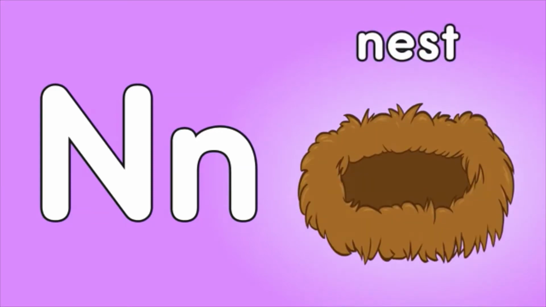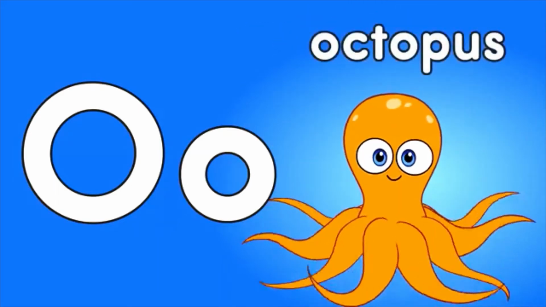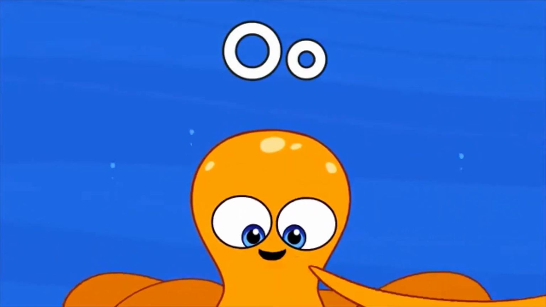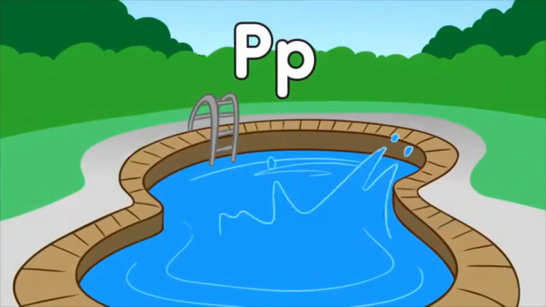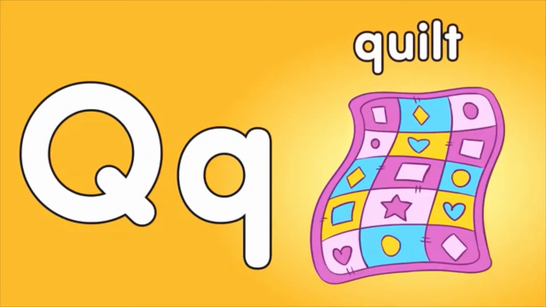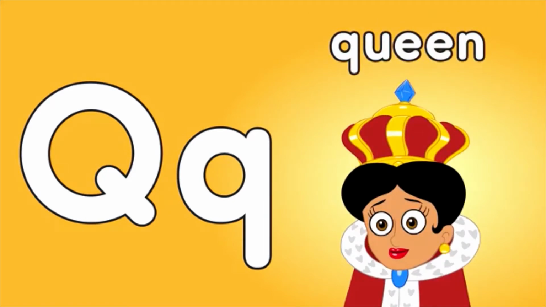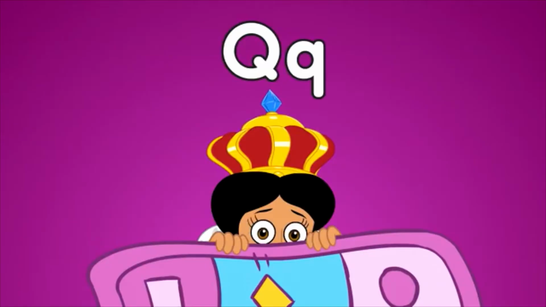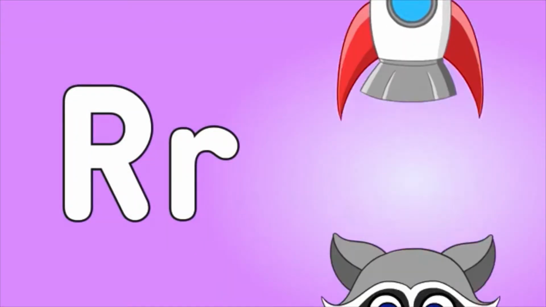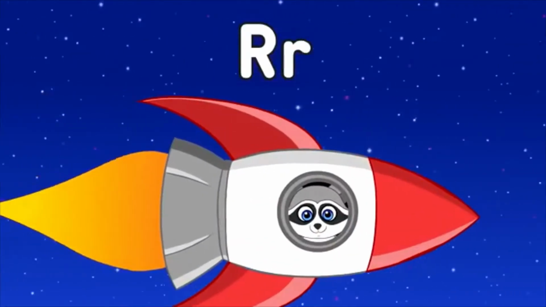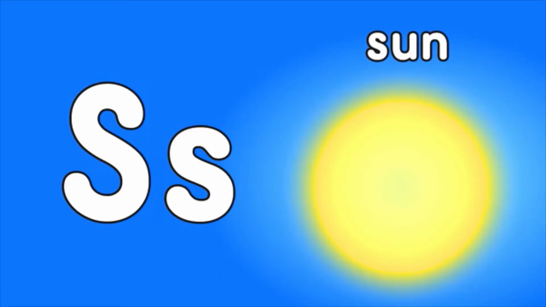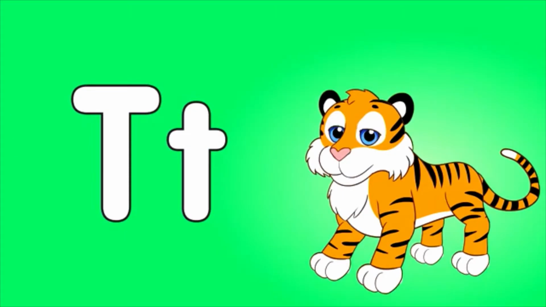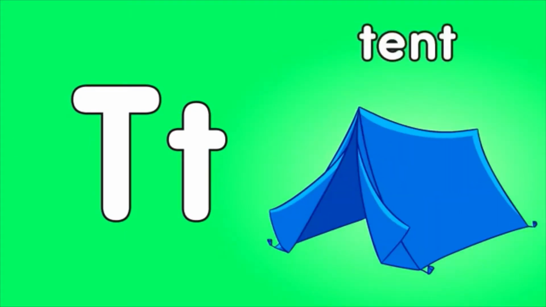N nut, m m nut. N nest, mm mm nest. Mm mm mm. O olives, ah ah olives. O octopus, ah ah octopus. Ah ah ah. P pig, p p pig. P pool, p p pool. Qua, qua. R rocket, rocket. R raccoon, raccoon. S sailor, s sailor. S sun, s sun. S. T tiger, t t tiger. T tent, t t tent.